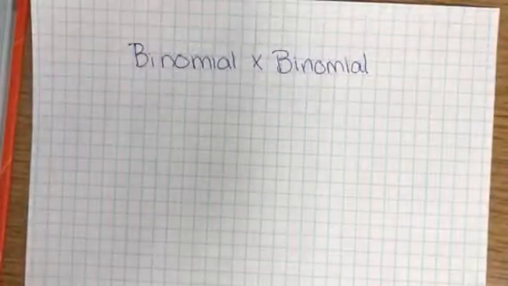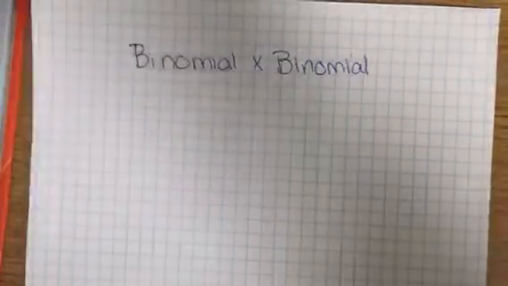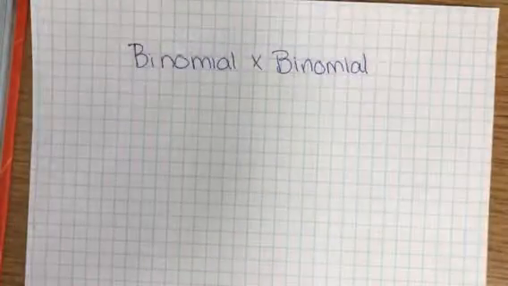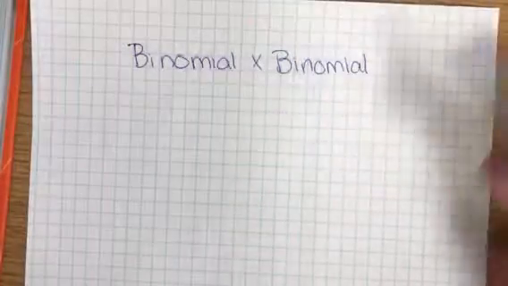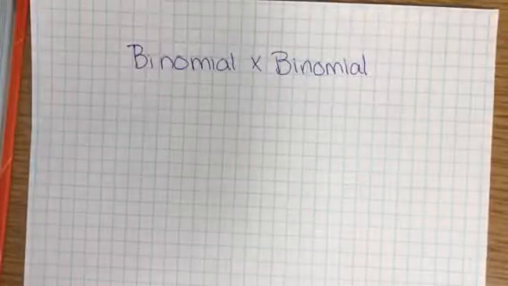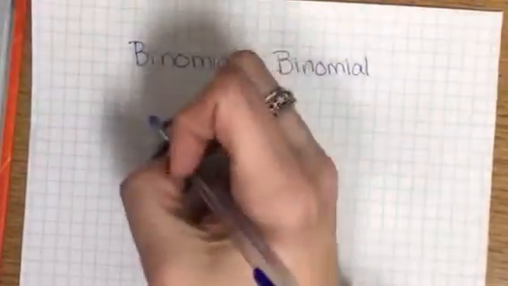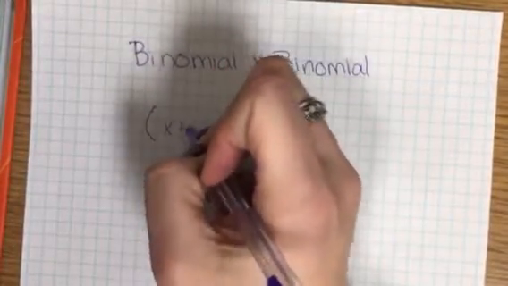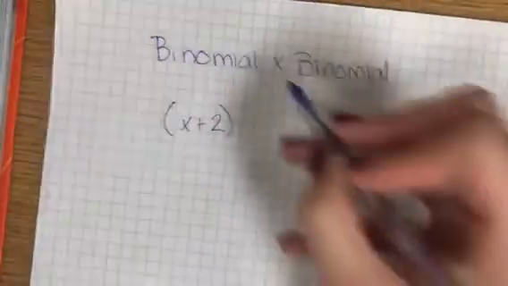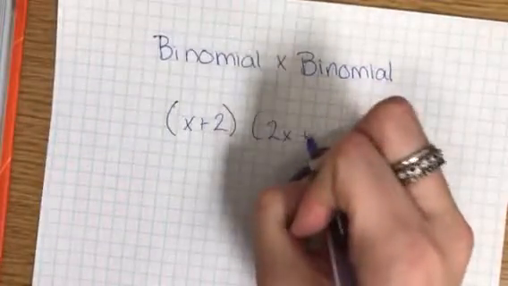Now that we know how to multiply a monomial times a polynomial, we want to take this a little bit further. We're going to look at some more specifics. So now let's look at what happens if we do a binomial times a binomial. Binomial means two terms. So today we're going to be multiplying something with two terms, maybe like x plus 2, times something else with two terms. So maybe a 2x plus 7.